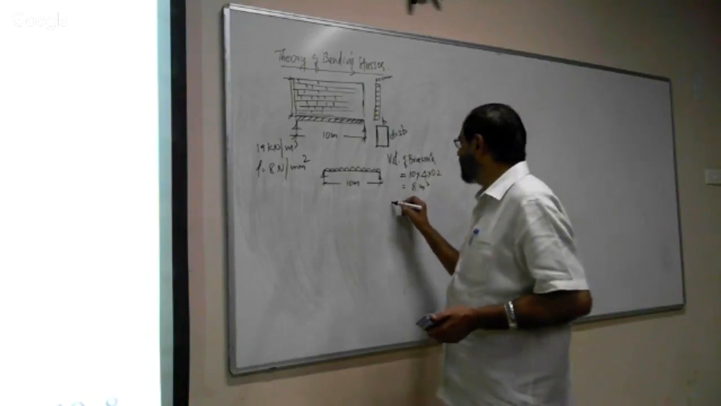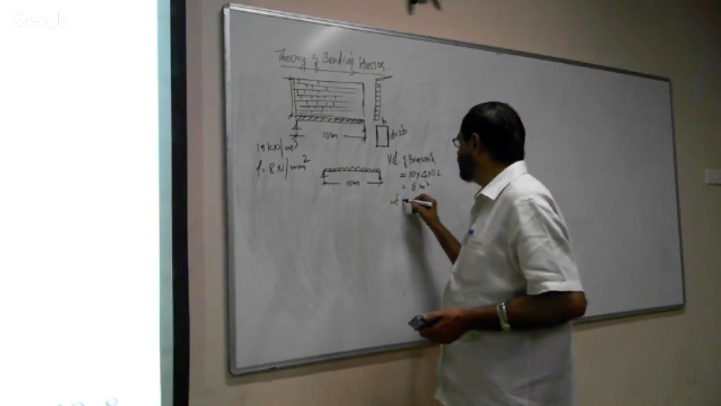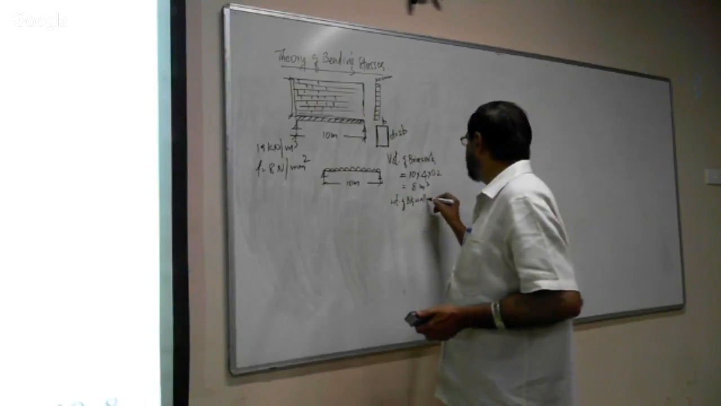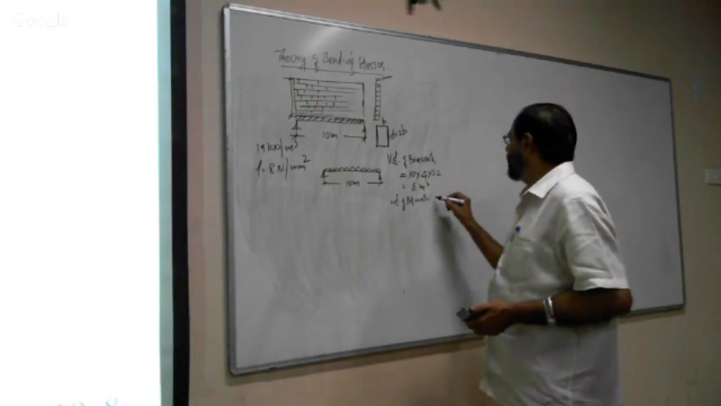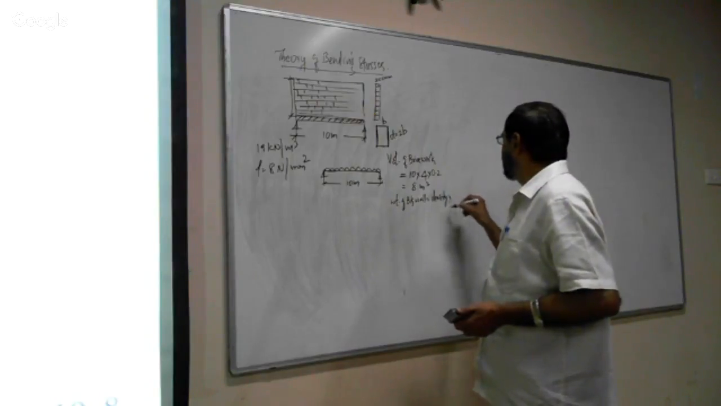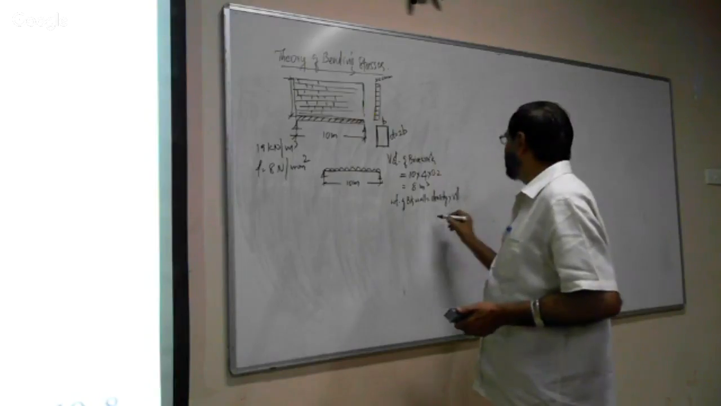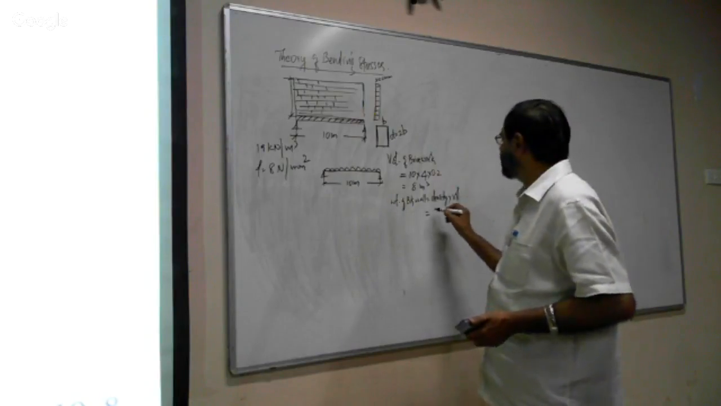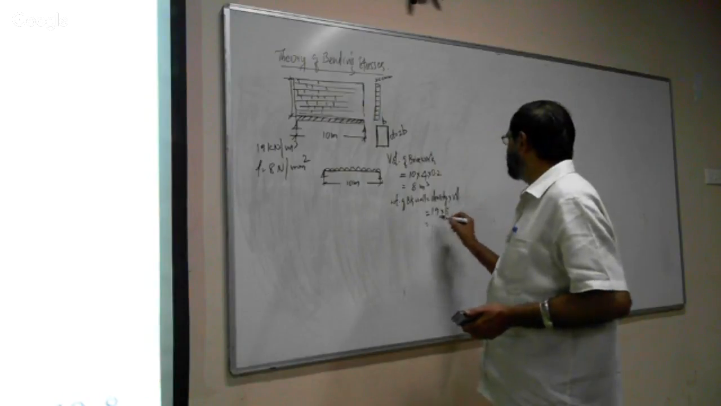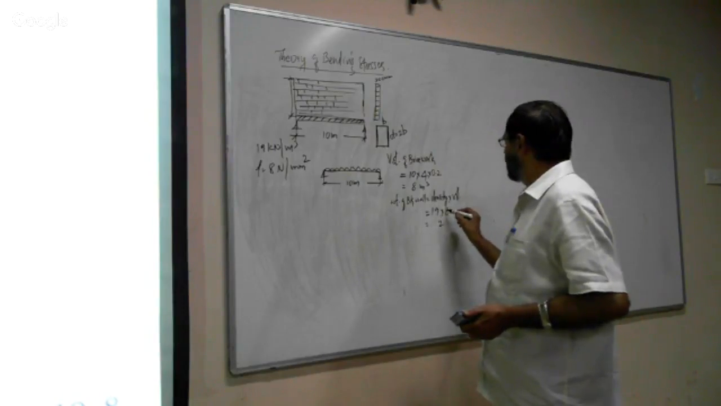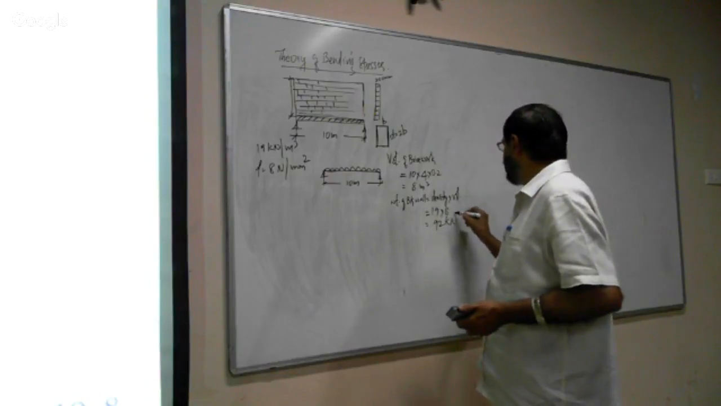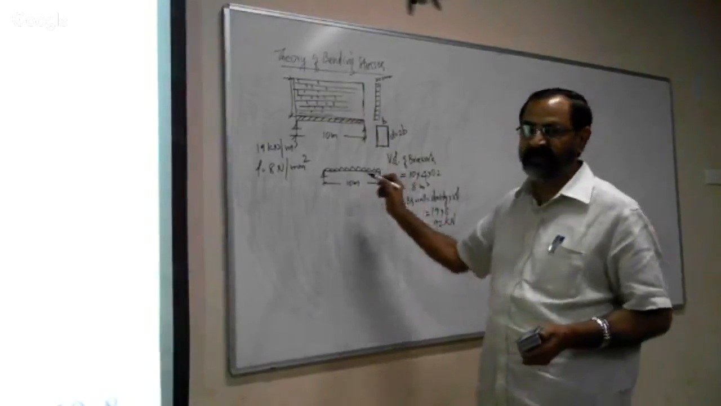Therefore, weight of brick is equal to weight of brick wall. Weight of brick wall is equal to density multiplied by volume. How much does it give? It is 90 multiplied by 8. So therefore, 92 kilonewton is the load acting on the beam.